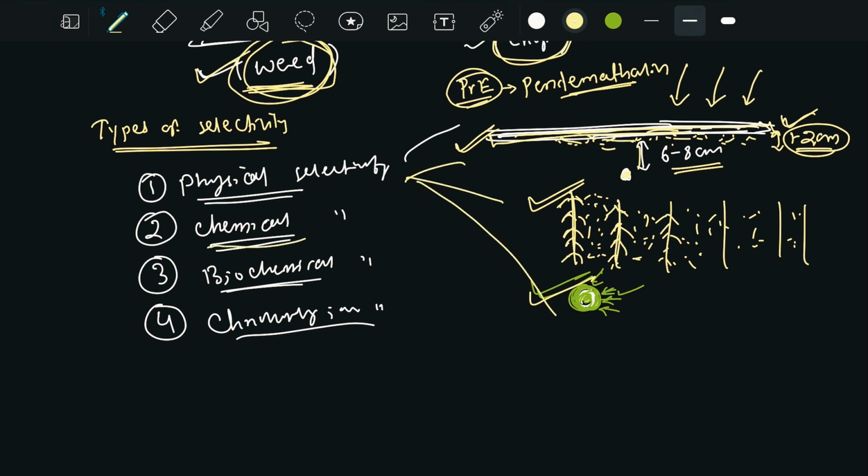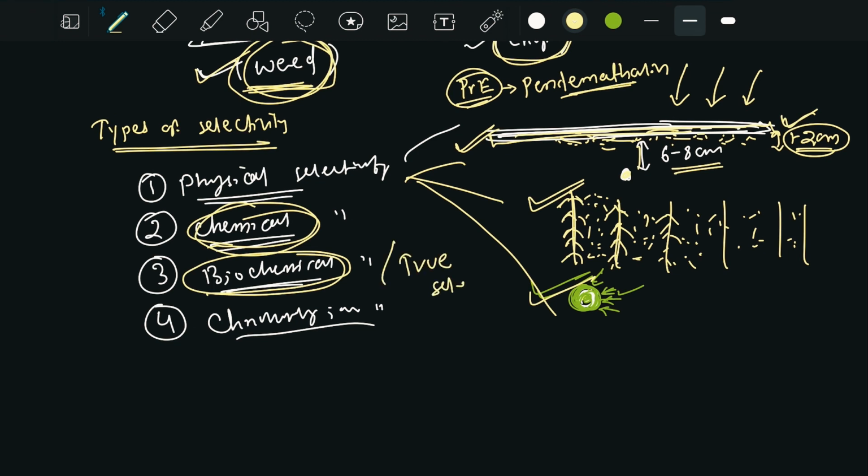Then chemical selectivity. We know herbicides are different synthetic chemicals. So basically, if the chemical nature is changing over time, or during the manufacturing process, if different chemical structures are there, then their activity and selectivity will vary. So that is basically the chemical selectivity. Then biochemical selectivity. It is also known as true selectivity.